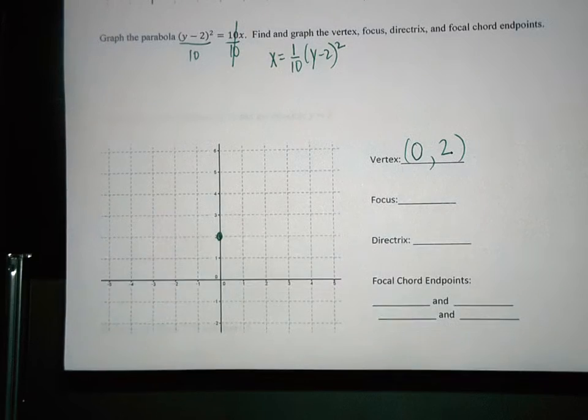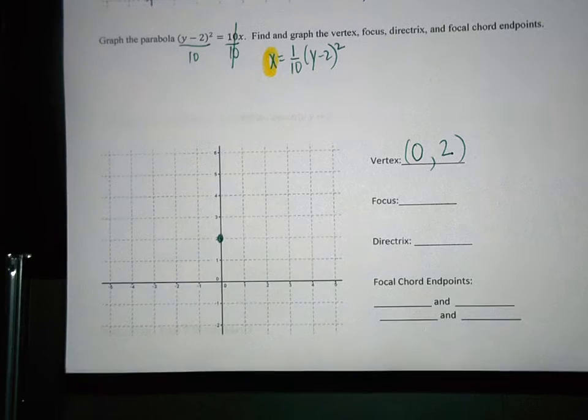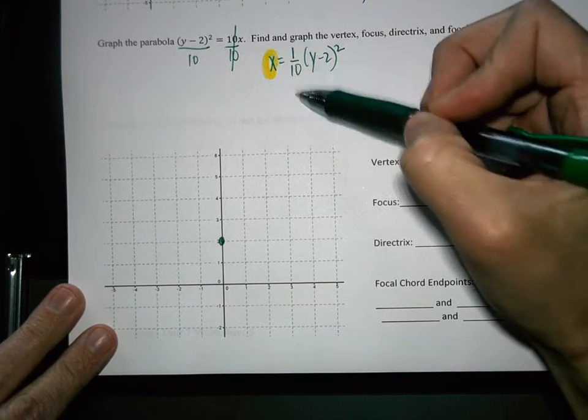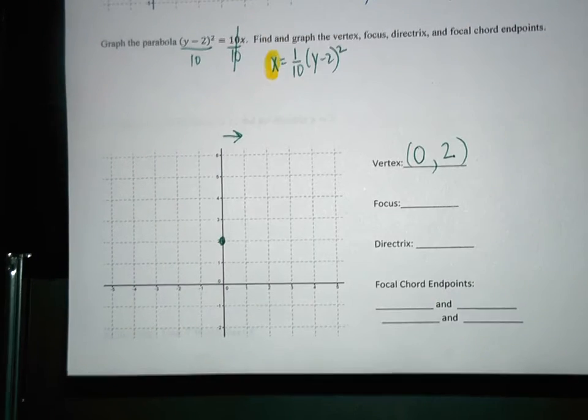Also, I forgot, we want to talk about the direction. And so this is x equals, and it's positive here for the a value. So that means it's curving with the x-axis, which means it would be curving to the right.